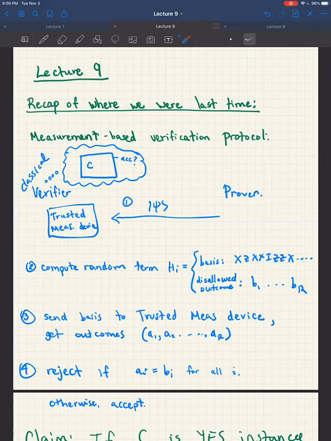And in this specific situation, it's going to also have this trusted measurement device, right? So the first step is, the prover is just going to send some quantum state over to this trusted measurement device. And the prover is going to claim that this state psi is somehow a proof that this circuit would have accepted.